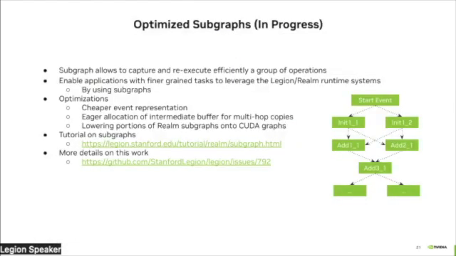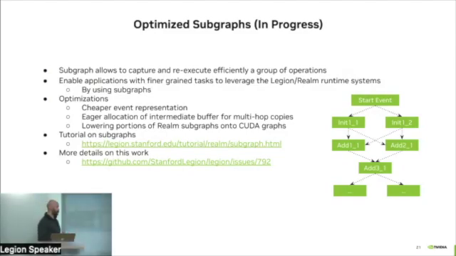We're also looking right now at optimizing the subgraphs. Mike and Rohan are doing this work. The idea is that we have this subgraph concept that allows you to capture and execute operations. The interface is there, but there are no optimizations at the moment, and we're essentially looking to put the optimizations inside. For example, cheaper event representations, or lowering part of the Realm subgraphs into CUDA graphs. If you're not familiar with this, there is a tutorial link that shows what subgraphs are and how to use them, and there are more details on what we are planning to do in this GitHub link down below.